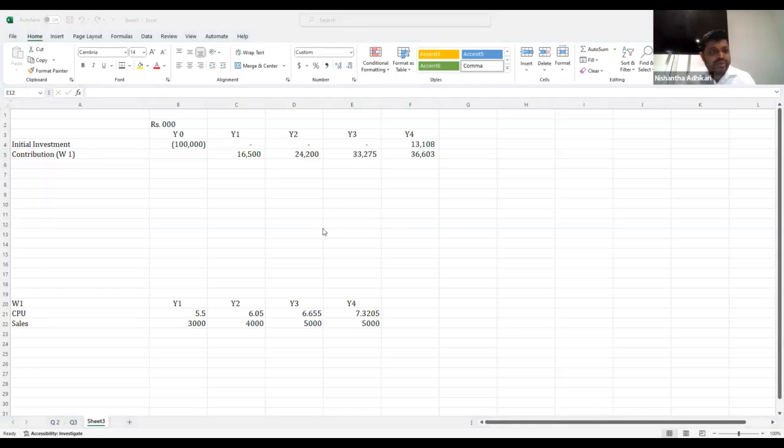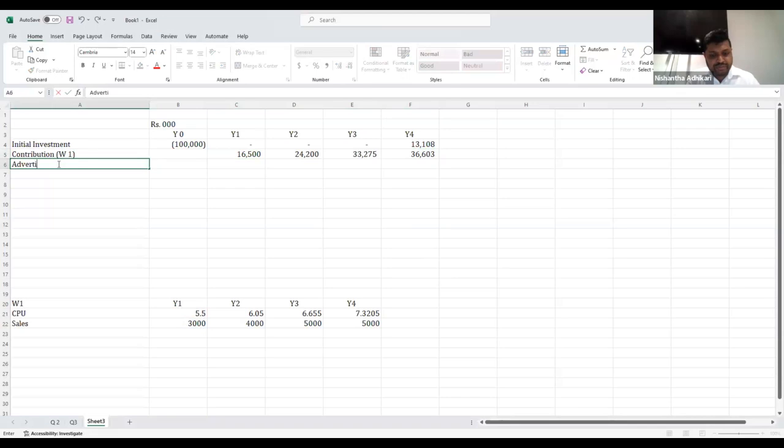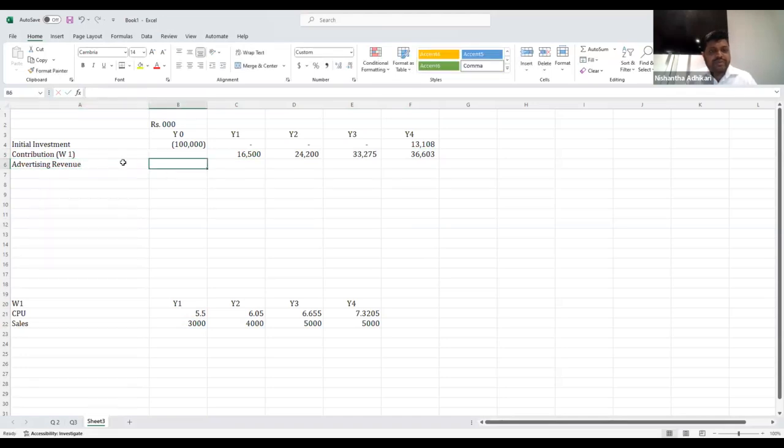Then advertising revenue. It is given in the illustration itself. Advertising revenue is 20 million, that is 20,000 in the first year. Second year it is 25 million, 25,000, then 30 million, 30,000, and 35 million, 35,000.